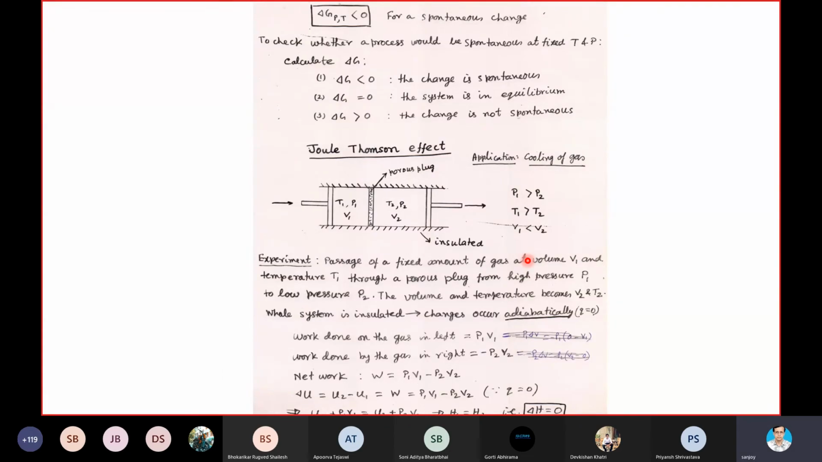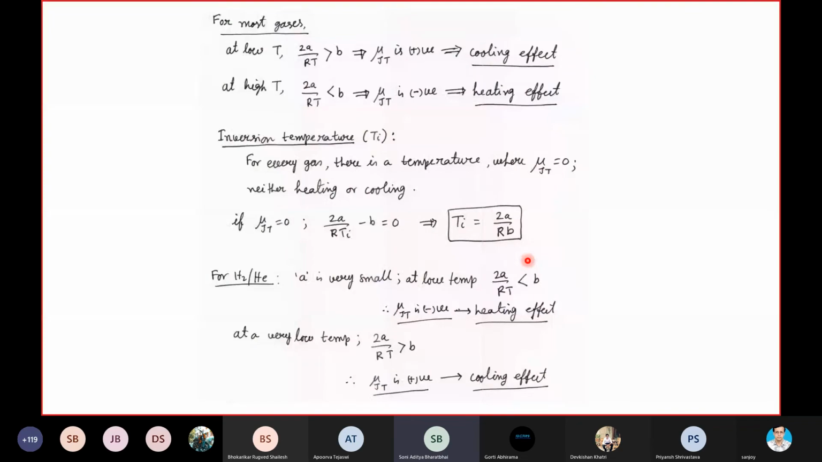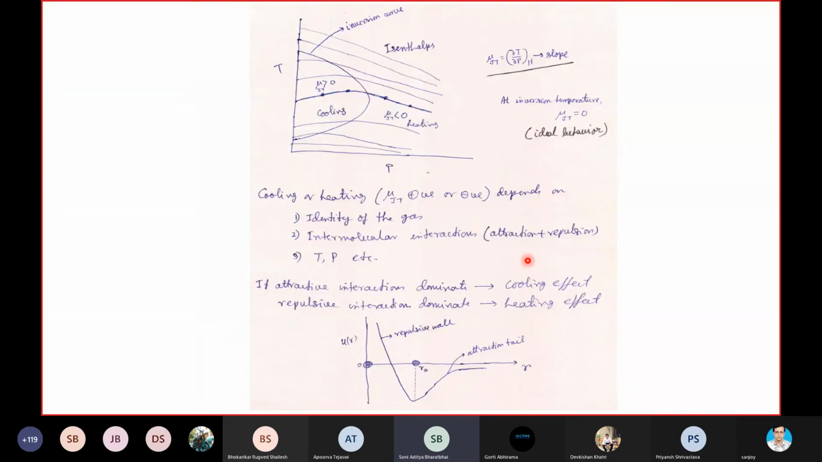Yes, any doubt? Sir, the potential energy versus distance graph, does it depend on temperature as well? Yes. For different temperatures, the graph will vary. But the graph nature will remain the same.